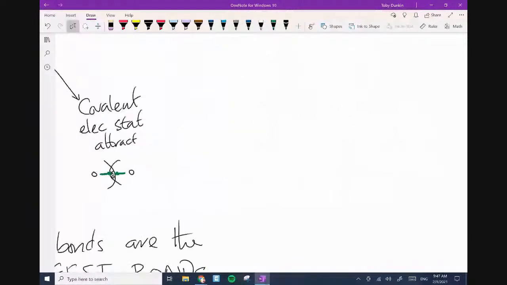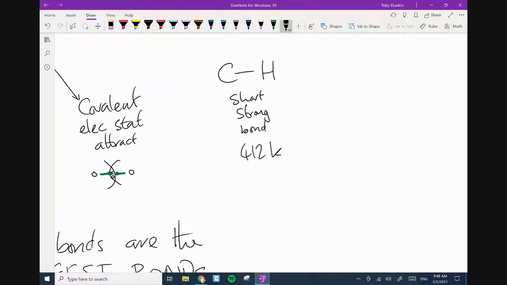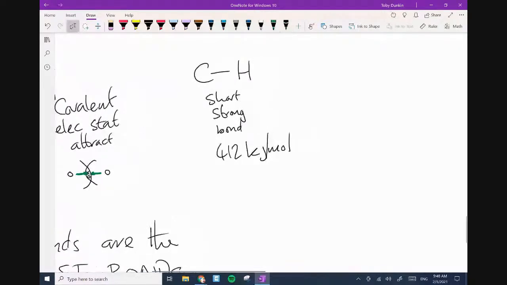So if you have a short bond, like the carbon-hydrogen bond, this one here is short. This is a short, strong bond, very strong. About 412 kilojoules per mole. Don't ask, I'm just giving you it. It might be 436. I always get my bond strengths wrong. It's over 400. It's very strong.